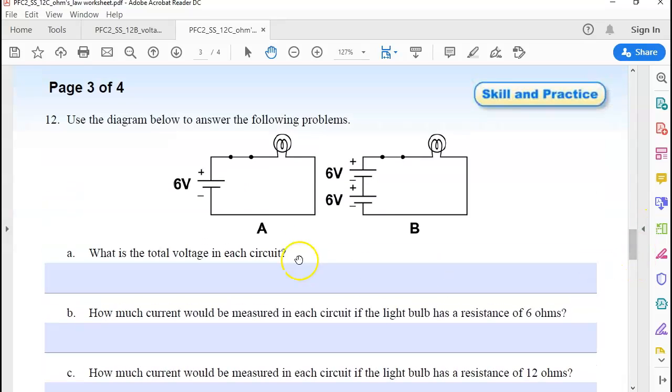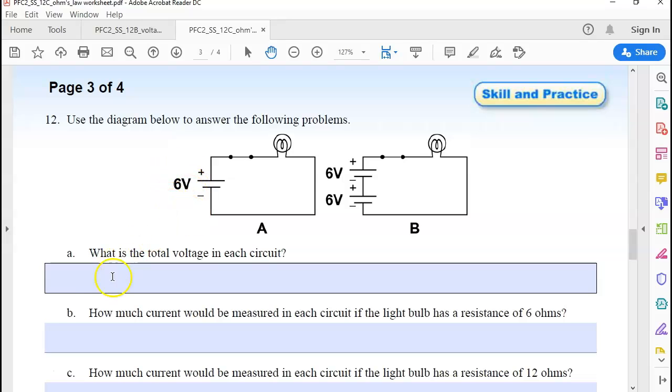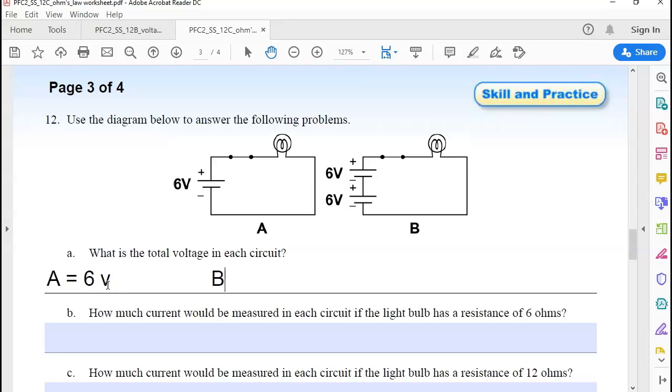All right, now in the next part here, instead of giving you numbers, they're giving you diagrams. So we have to kind of figure the diagrams out. So I figured this is probably the part you're going to need a little more help with. So first we're asking, what's the total voltage in each circuit? Well, voltage is measured by, we got our batteries here. So this first one, letter A, has 6 volts of batteries, so 6 volts. And then the second circuit over here, letter B, it looks like it has 2 batteries. So we got more energy there. That's going to be a total of 12 volts.